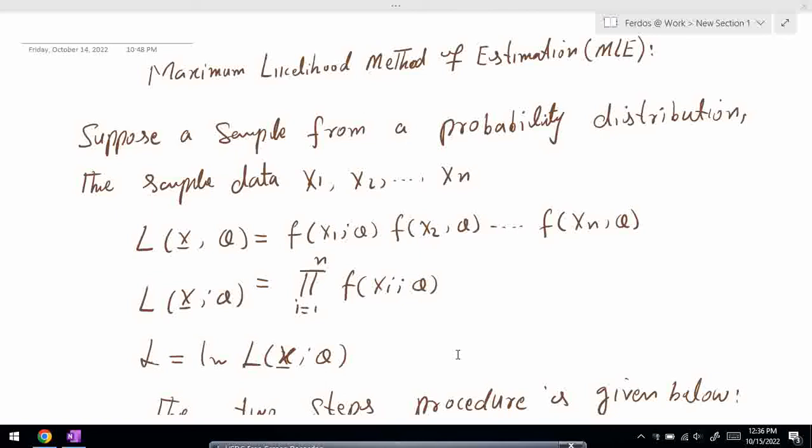Hello guys, in today's tutorial I would like to explain the maximum likelihood method of estimation.